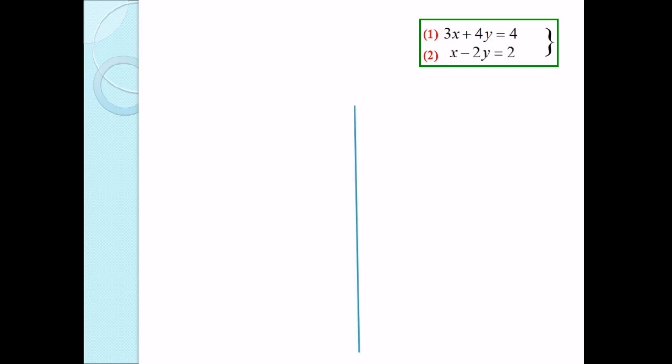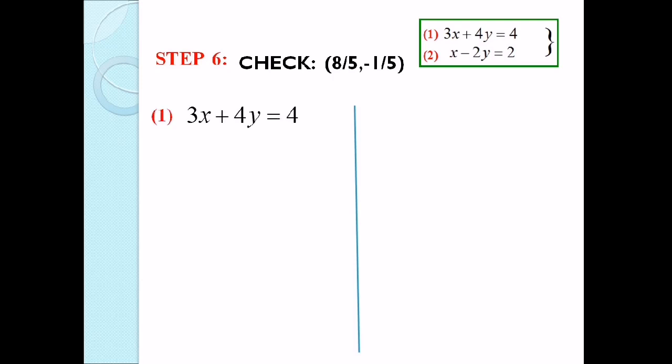So, we're now on our last step, to check our work, if 8/5 and negative 1/5 is a solution in the given system of linear equations. So, let's start with equation 1. 3x plus 4y equals 4. And then, we just substitute x as 8 over 5 or 8/5, and your y is negative 1/5. So, you just substitute the values, then multiply the numerators.